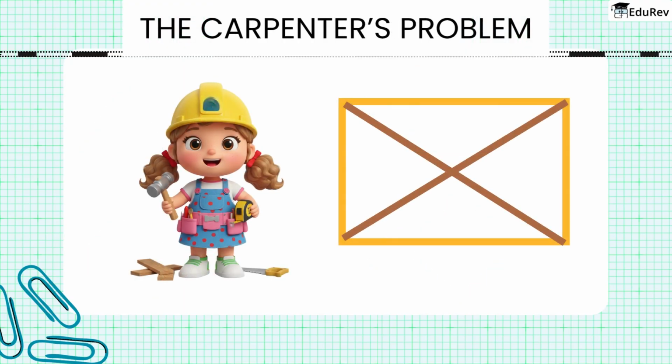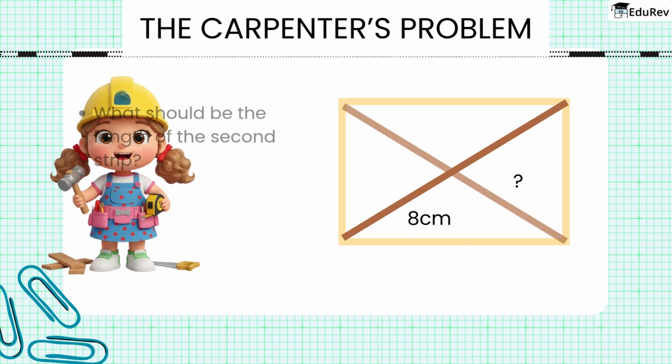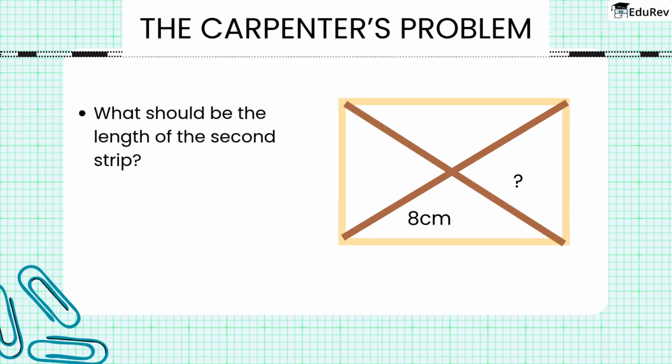The carpenter's problem. Imagine a carpenter. She wants to build a perfectly strong and stable rectangular frame using two thin wooden strips. She knows that joining these strips diagonally makes the frame stronger. But she has a problem. She has one strip that is 8 centimeters long. Now she needs to figure out what should be the length of the second strip. Where should she join them?